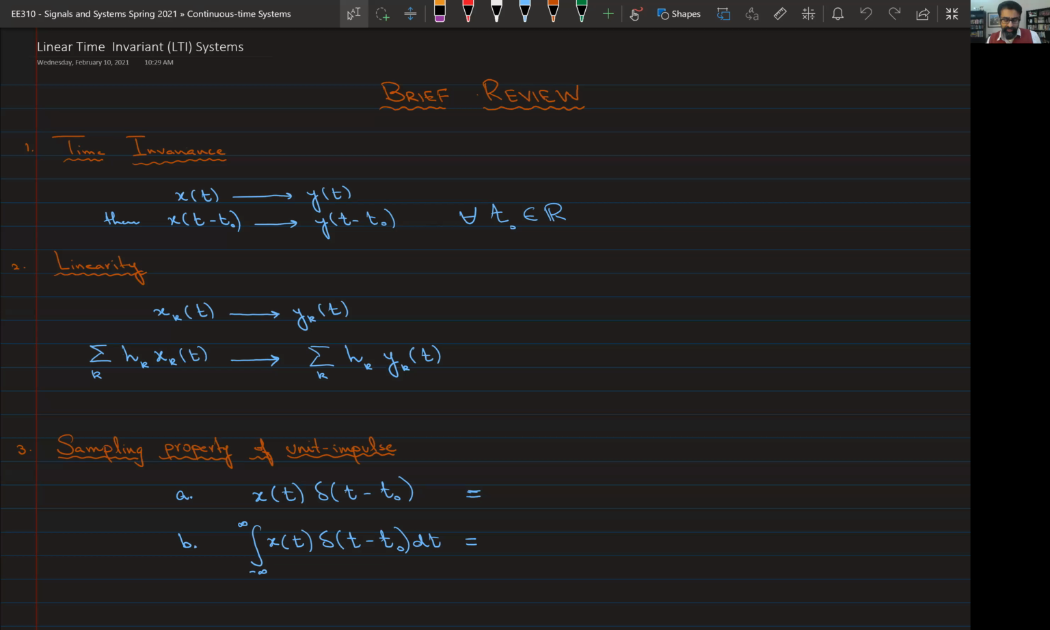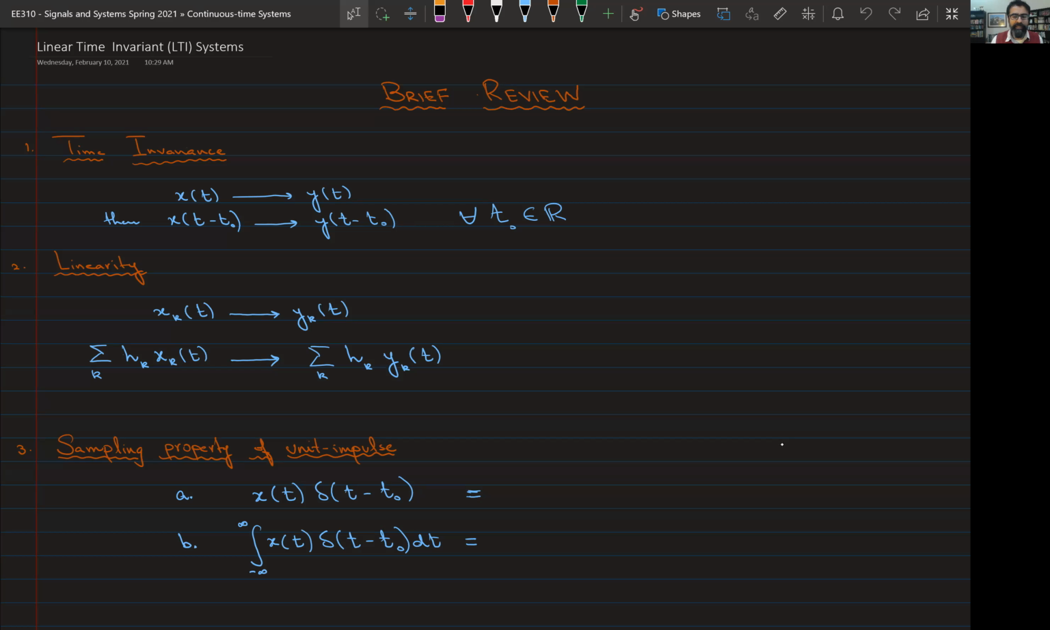Okay, so here's a quick review of some of the things that we've done previously and which are going to be relevant to today's lecture as well. So we've talked about systems in general, and like I said, there were two important properties. One of them was linearity, the other one was time invariance. And what we're going to be focusing on from here on for about 2 or 3 lectures is linear and time invariant systems.